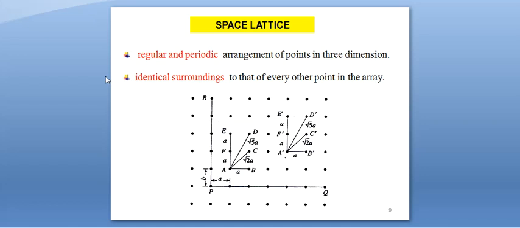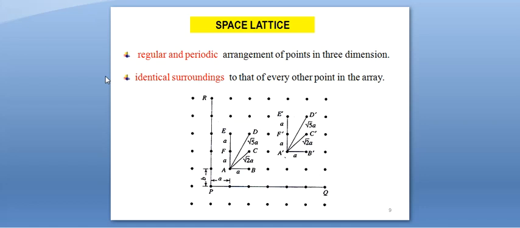So a lattice is imaginary points. It is nothing but imaginary points which represent the position of atoms in the crystal. So what is the position of the atom in the crystal? Space lattice means a regular and periodic arrangement of points in three dimensions. If we see in three dimensions, all the points are arranged in a periodic manner. This is called a space lattice.